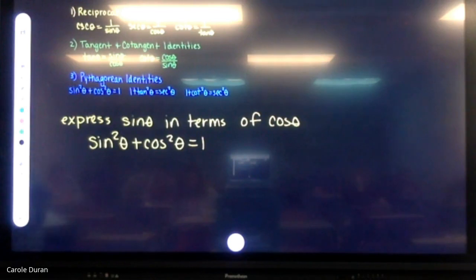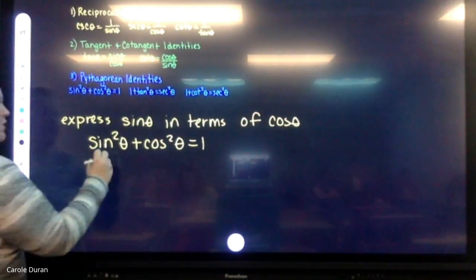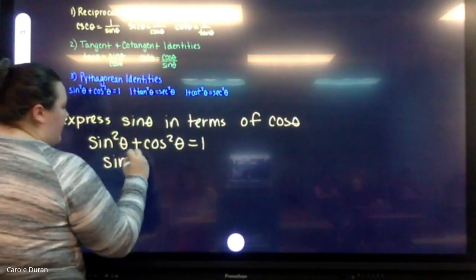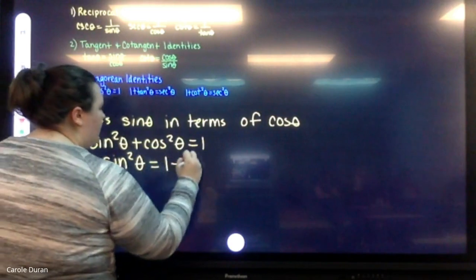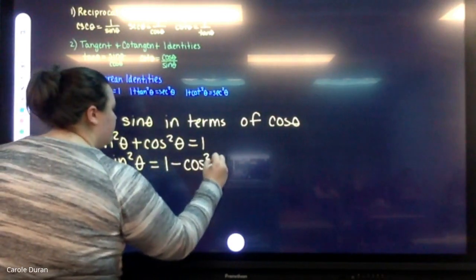Okay, so as I'm looking at this, to get sine by itself on the left-hand side, what am I going to have to do? Subtract the cosine squared over to the right-hand side. So when I do, I'm left with sine squared theta equals 1 minus cosine squared theta.